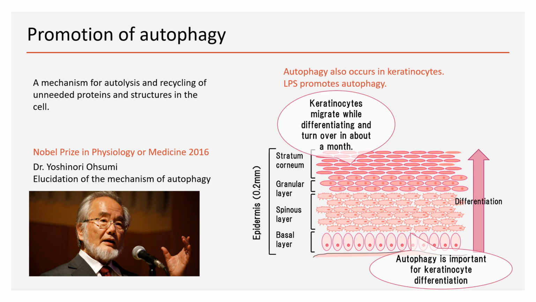Autophagy is also associated with keratinocyte turnover. It was explained that keratinocytes move up from the basal layer while changing their morphology, which is called differentiation. Keratinocytes migrate while differentiating, and turn over in about 1 month. Differentiation is caused by the action of autophagy. Therefore, if autophagy is not normal, differentiation does not progress, delaying turnover. LPS has been reported to promote keratinocyte autophagy, so it is expected to promote epidermal turnover.